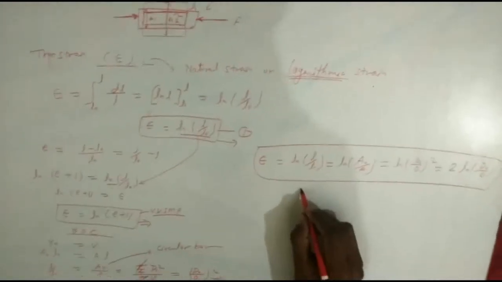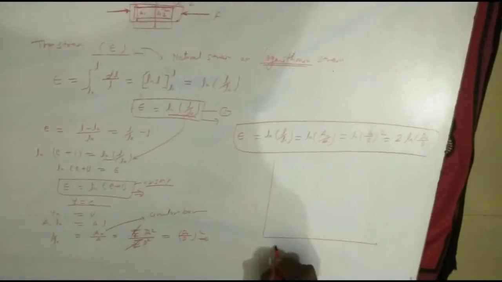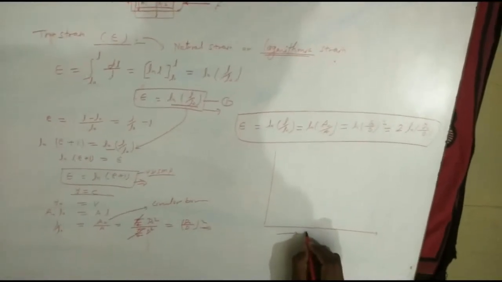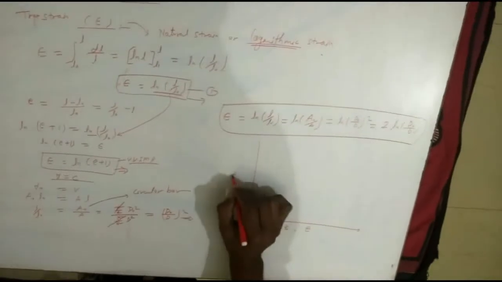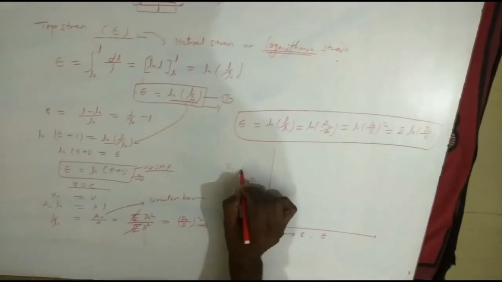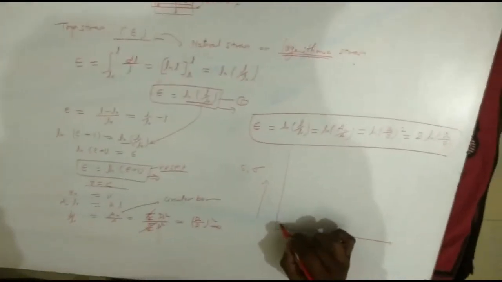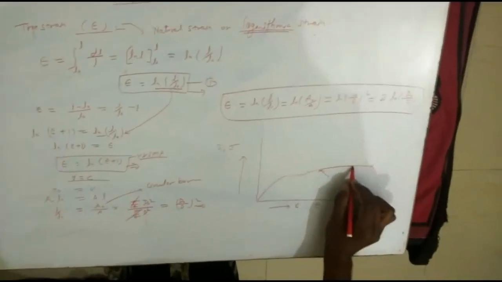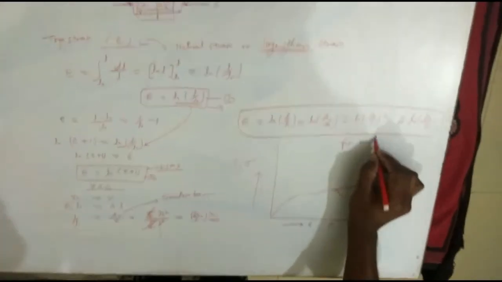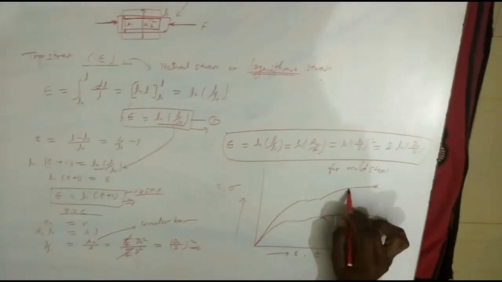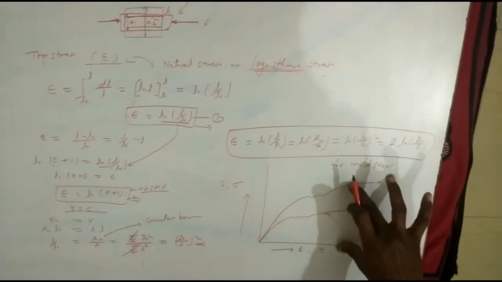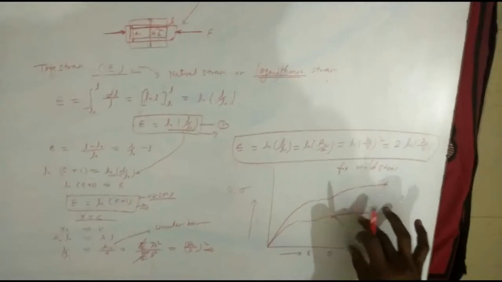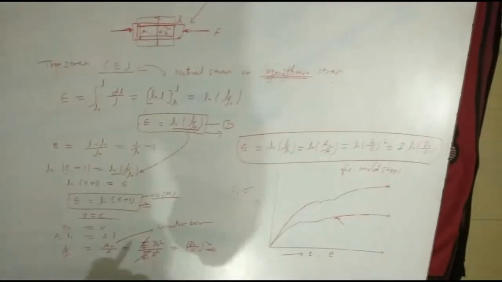And we distinguish between the stress strain diagrams. So here it is the engineering strain and true strain. Here it is the engineering stress and true stress. So this is the engineering stress strain curve for mild steel, and this is the true stress strain curve. The true stress strain curve is higher as compared to the engineering stress strain curve. So this is the difference.